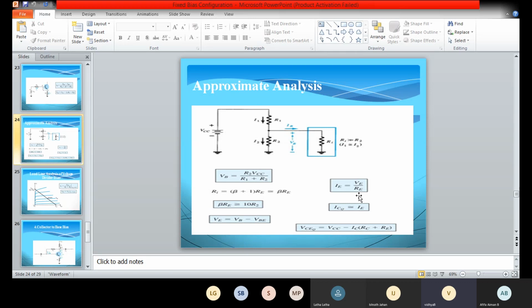Ie is equal to V divided by Re. Beta Re is greater than or equal to 10 times R2. VE is equal to VB minus VBE. ICQ is equal to IE, and VCE is equal to VCC minus IC into (RC plus RE). Q point means the operating point or quiescent point.